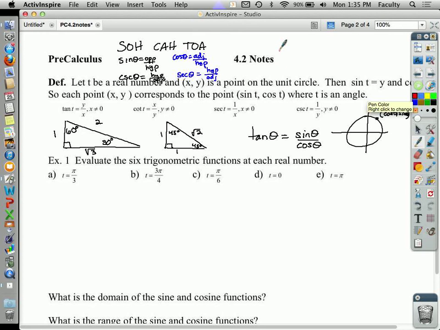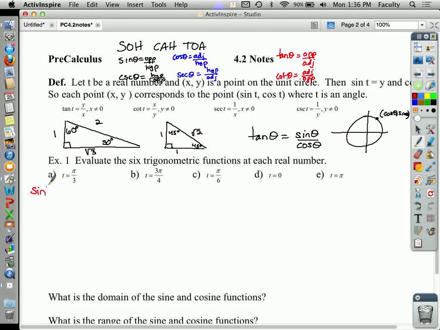And then we have TOA, tangent, opposite over adjacent, and so cotangent theta is adjacent over opposite. All right, now we're armed and ready to go. So in example 1, if we want to evaluate the 6 trig functions, you can either use the unit circle you just filled out, or you can use your triangles, your option.